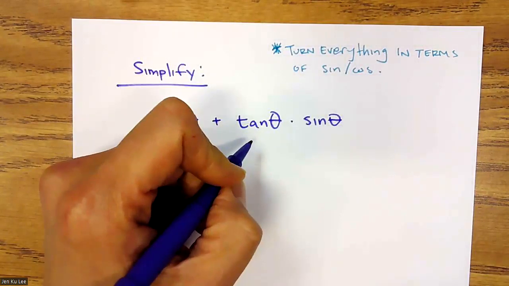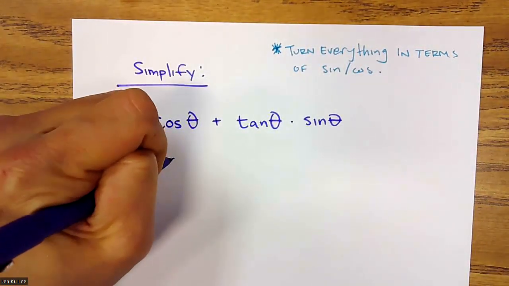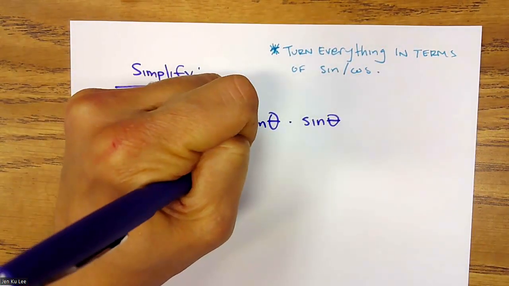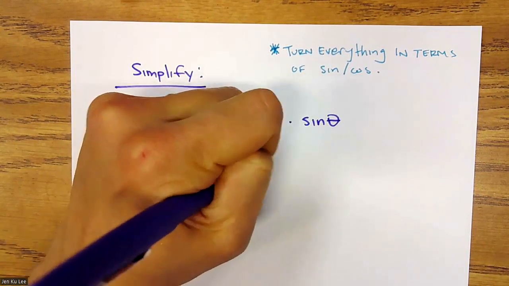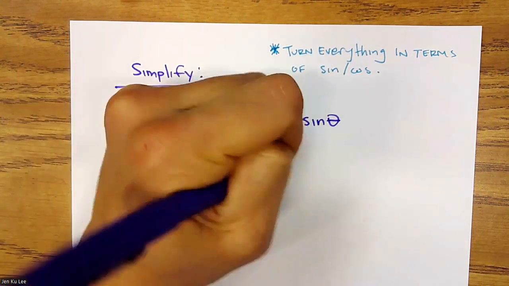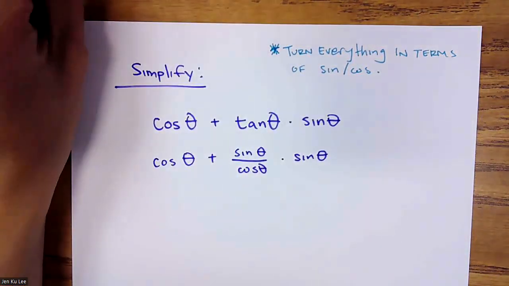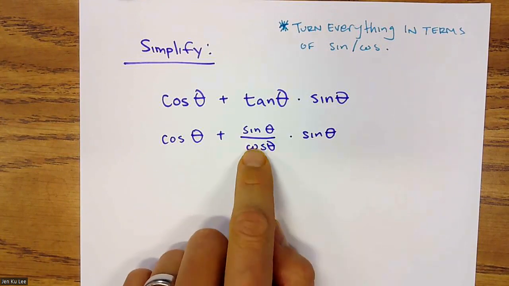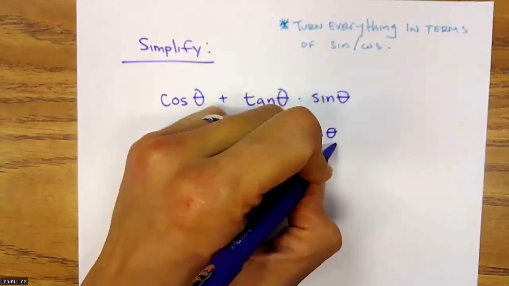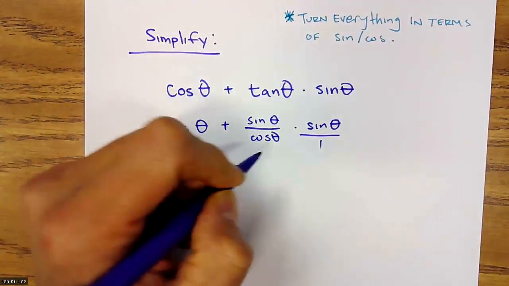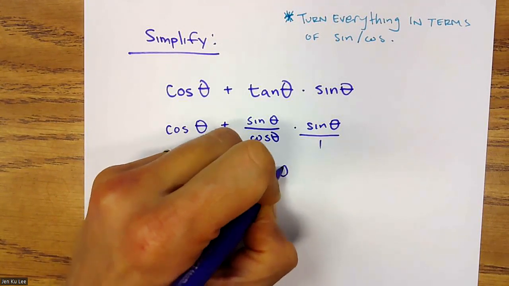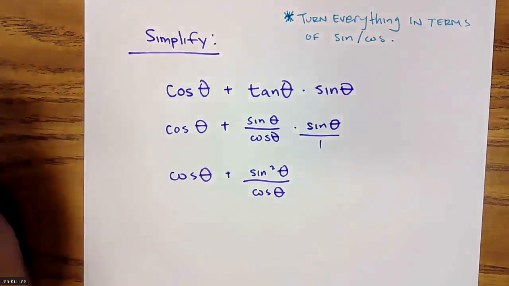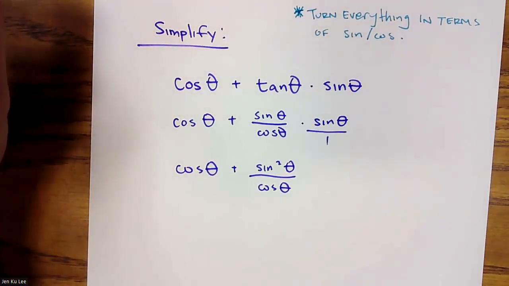So I see a tangent here. I am going to turn tangent of theta into sine theta over cosine theta times sine of theta. Okay, and whenever we can multiply, we're going to multiply. So sine over cosine times sine over 1, that's just multiplying across. That's sine squared theta over cosine theta, right? And then cosine theta is here, right?